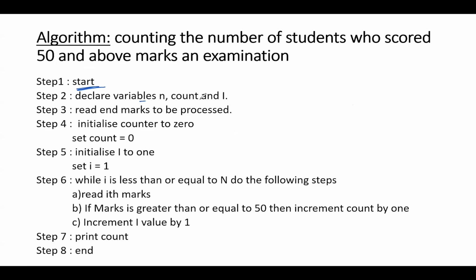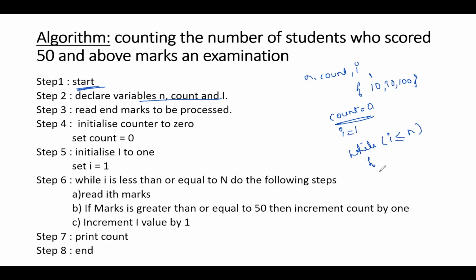So we will start, declare the variables n, count, and I, then read the marks to be processed. All the marks which we want to process will be read. And then initialize the counter to 0. Count we have to initialize to 0 because initially, before we start, our counter is 0. Then I also we are going to start from 1, which means we are starting from the first element. Then here is our while loop where I will say that while I is less than or equal to n, I am going to do the following steps.